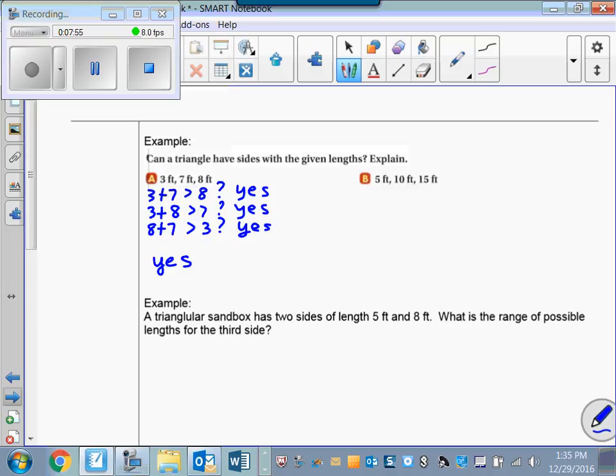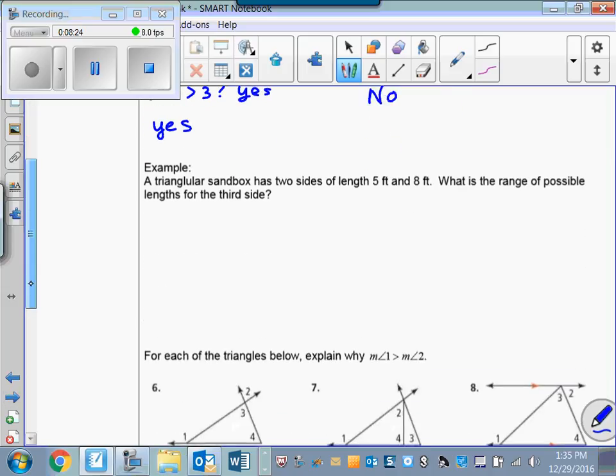Okay, how about this one? 5 plus 10 is not greater than 15, so I can stop right there. No, because you got two sides whose lengths add up to not greater than the other side, so you could not make a triangle with those side lengths. If any two of the sides don't add up to be greater than the other side, you cannot make a triangle with those side lengths.